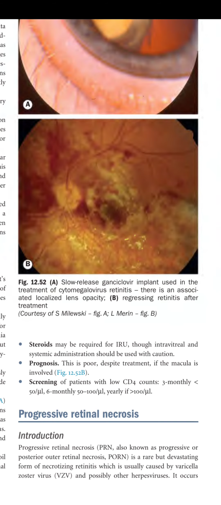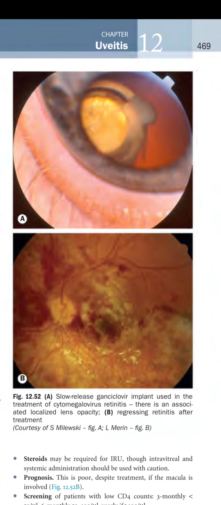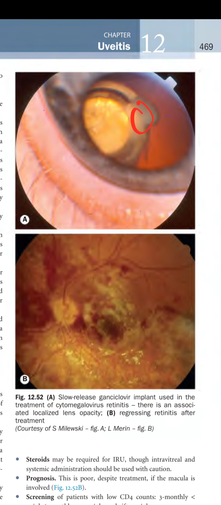So next is the implant. A is showing a slow releasing ganciclovir implant used in the treatment of cytomegalovirus retinitis. There is associated localized lens opacity. So there is a lens opacity you can see here. B is showing a regressing retinitis after treatment.